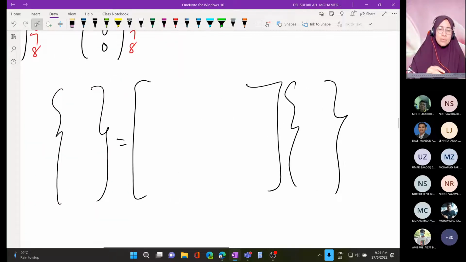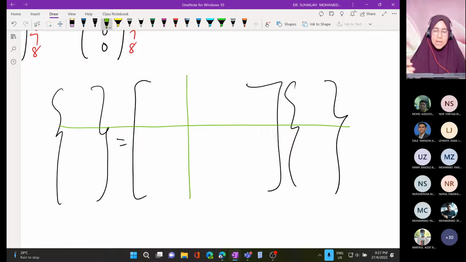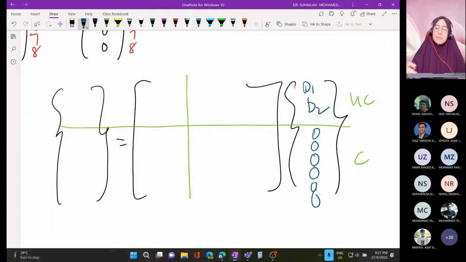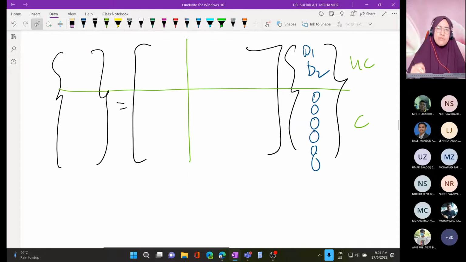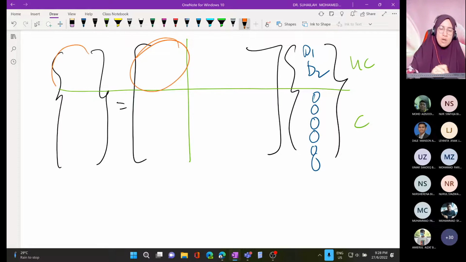Okay, so once we get this, then we have to solve. Bila kita solve, actually it has a separator between unconstrained and constrained. Whenever we want to solve, this is D1 and D2, because of the zero displacement at the constrained system. When we want to solve the unknown displacements, we are actually considering only the unconstrained system. So kita solve yang ni je.